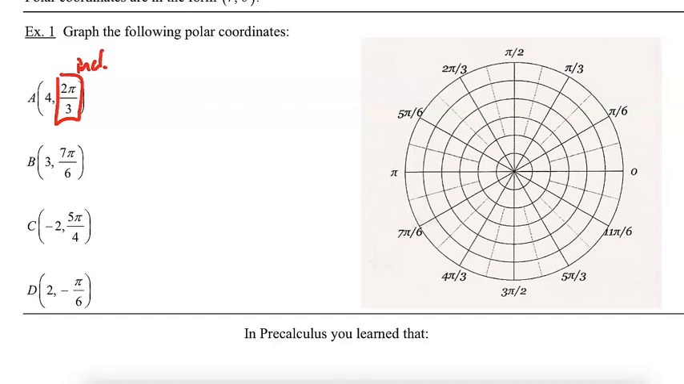But I go to 2 pi over 3. That is right here, right? So I'm thinking about this line, and the circle with a radius of 4 will be 1, 2, 3, 4. So this is my point A right there. That's it. That's the point. All right. Moving on.